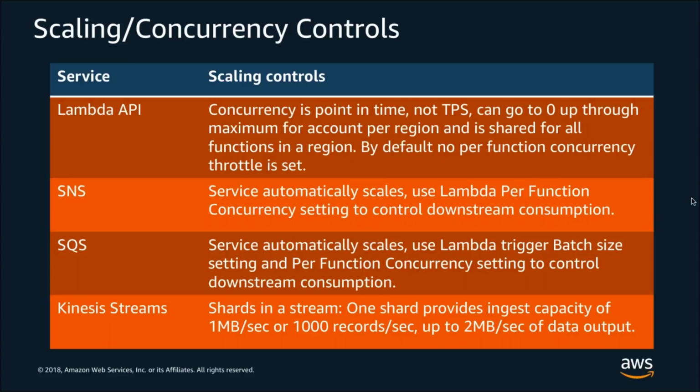And so for each individual function, you have the ability to control this concurrency via something that is called a per function concurrency throttle. And so this allows you to actually say how much maximum concurrency you want a function to consume. And so this can go from 0 all the way up to the maximum total amount for an account in a given region. However, it is shared across all of the functions that are in the account in that region.